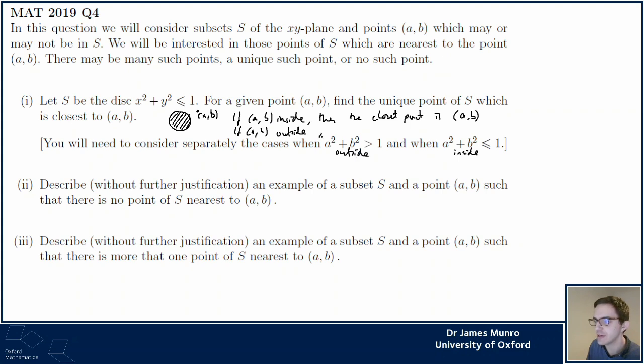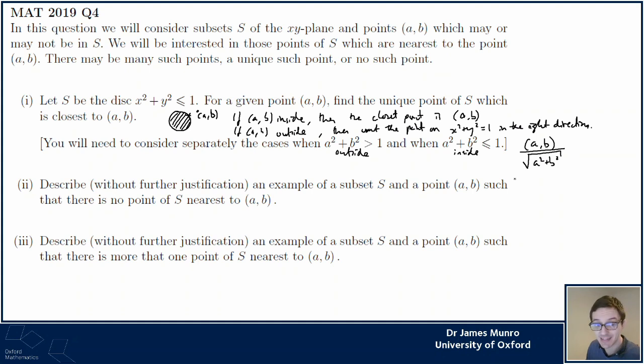Okay, so if we're outside, then we want the point on the outside of the circle, I suppose. The closest point will be on the outside of the circle in the right direction. I want to take the point on the outside of the circle in the direction of AB. That's going to be a point, if I use vectors, with the same direction as AB, but magnitude 1. So I should take my vector AB and divide it by the magnitude of AB.